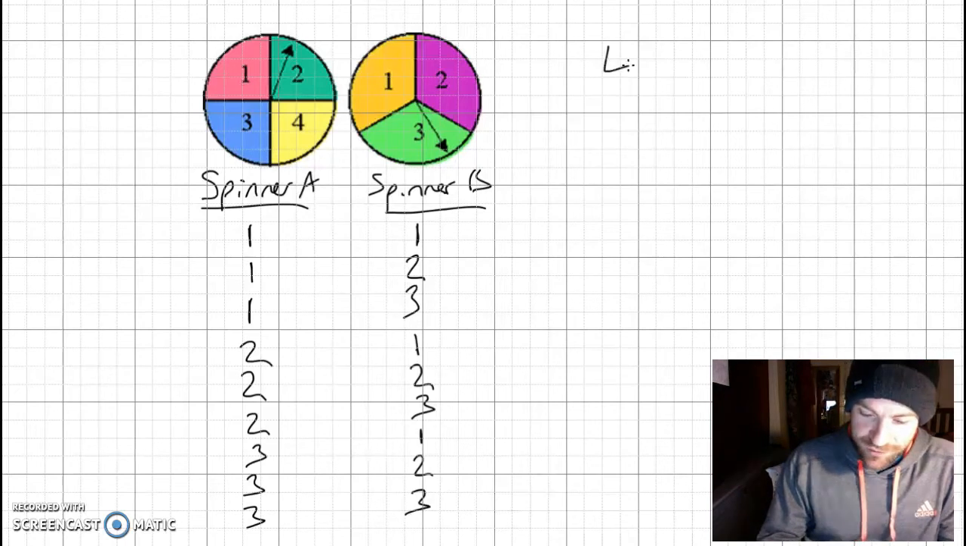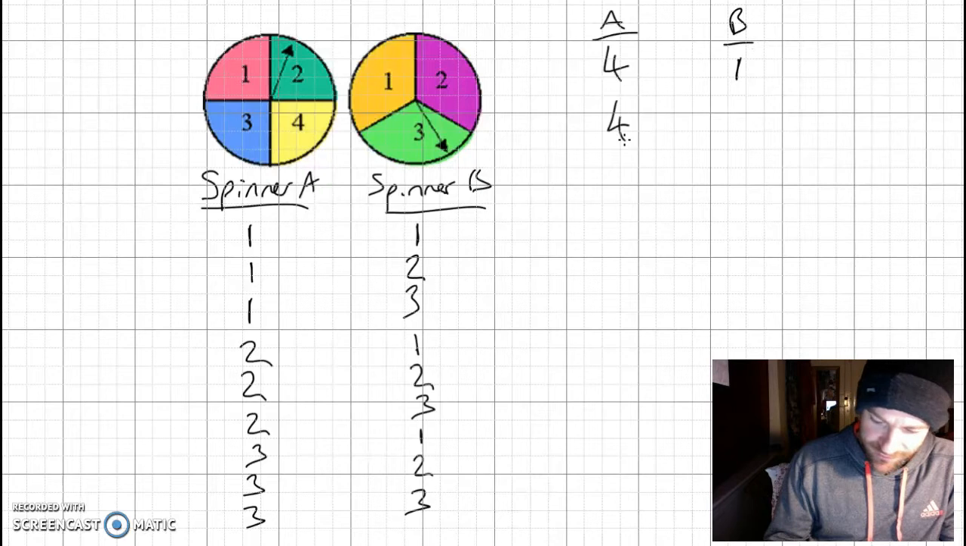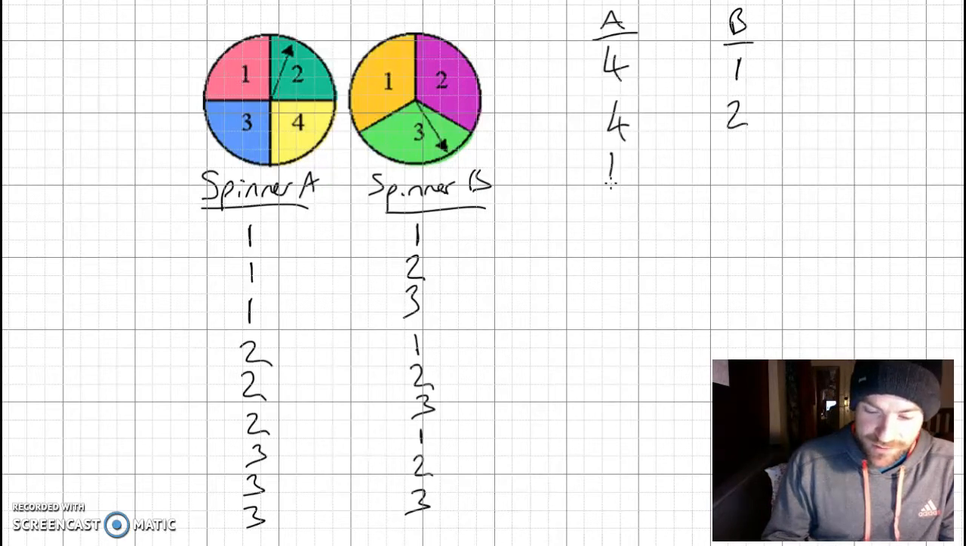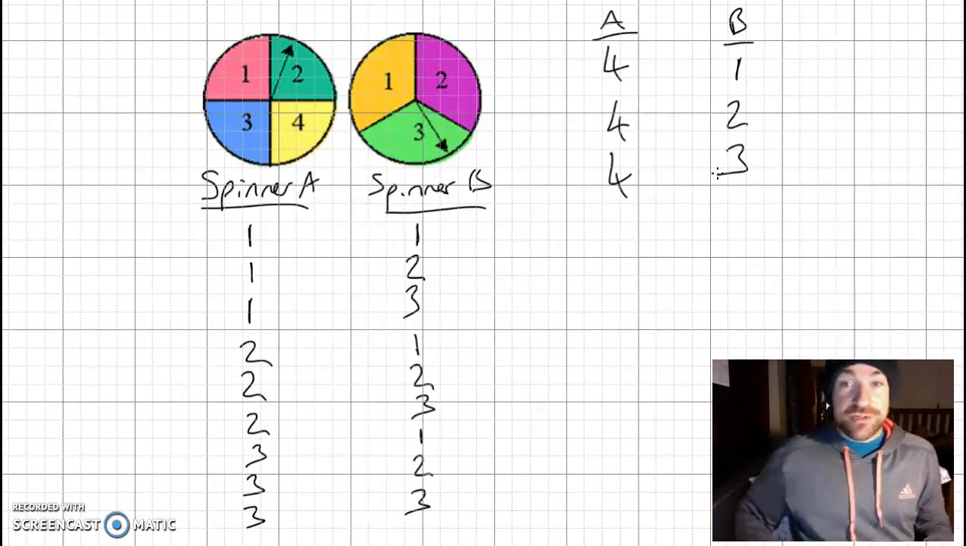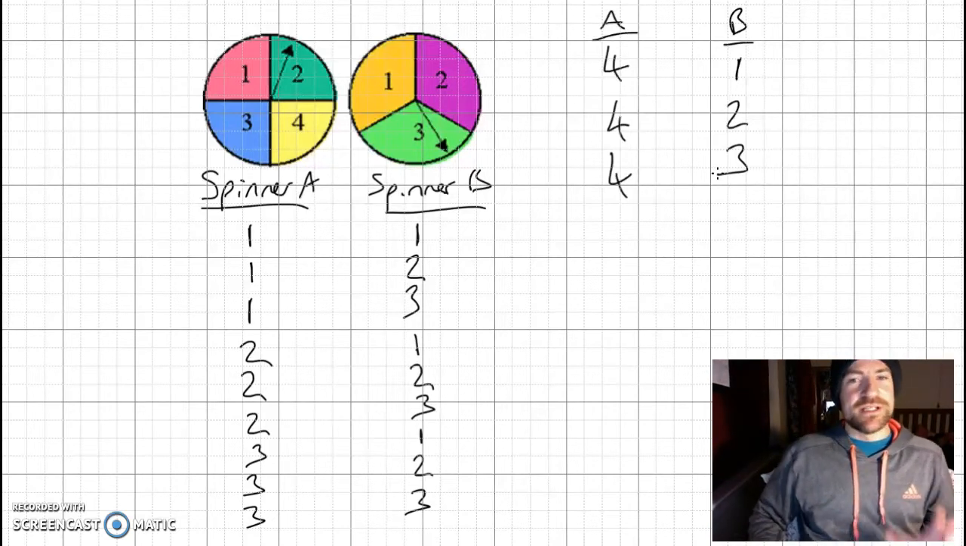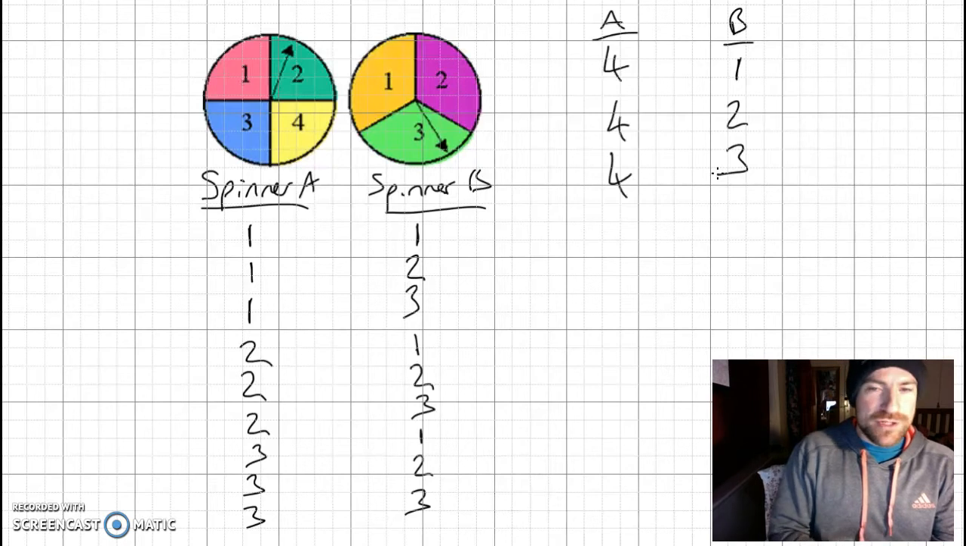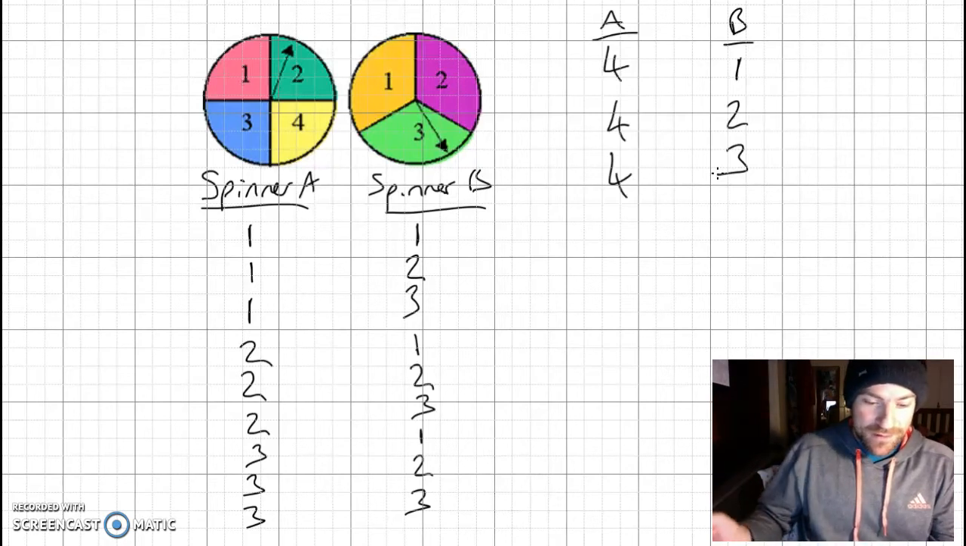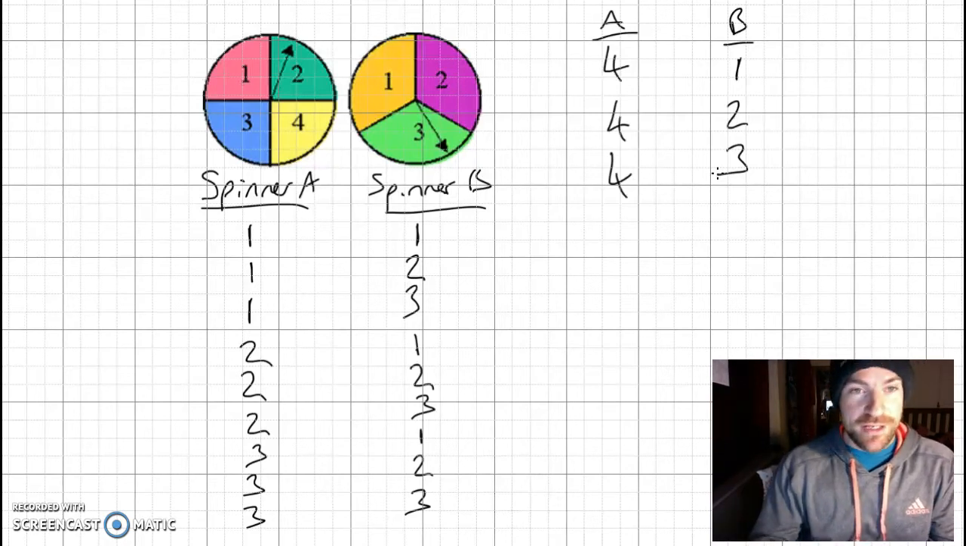We could get a 4 on spinner A, so let's remind ourselves this is A and this is B. And again, we've got 1, 2, and 3. That's really as straightforward as it is. A list is a way of just recording the possible outcomes for two separate events.